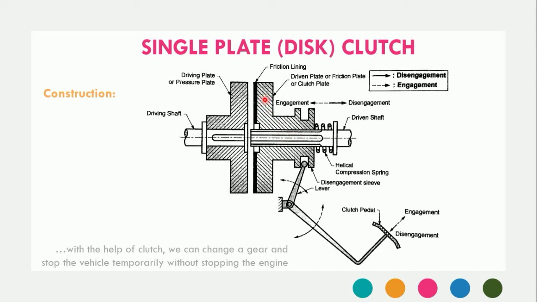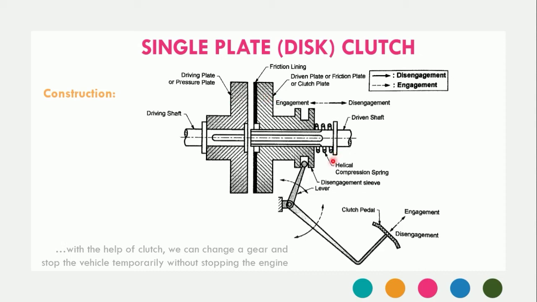Then, in between these two plates, specially on the driven plate, there is one friction lining material, which is usually woven asbestos. That friction lining material is pasted or riveted on the driven plate, and it is sandwiched between the driving and driven plates, and that is responsible for transmission of power through the frictional force.